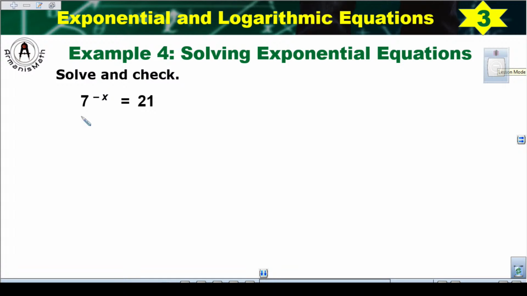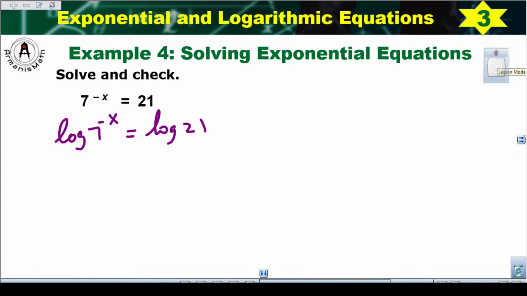Or if there's no common base that I could write it in. So 7 is too big, you're right. 7 is way too big, because 7 to the first is 7, 7 to the second is 49. Well, that's way too big. So basically, I can't really match a base here. So in this case, I'm going to have to introduce a log of both sides. 7 to the negative x equals log of 21. Okay?